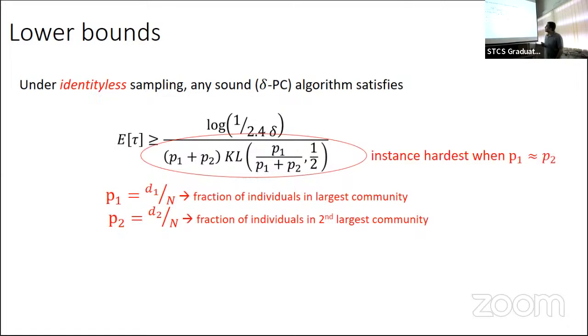Now let me also tell you, it is also quite easy to see if you stare at this that this lower bound will actually blow up when P1 and P2 are close, in which case these two arguments in the KL divergence are actually close to each other. This is expected, right? So when P1 is close to P2, the underlying problem instance becomes harder. Any sound algorithm requires more time in order to estimate the mode to the specified accuracy.